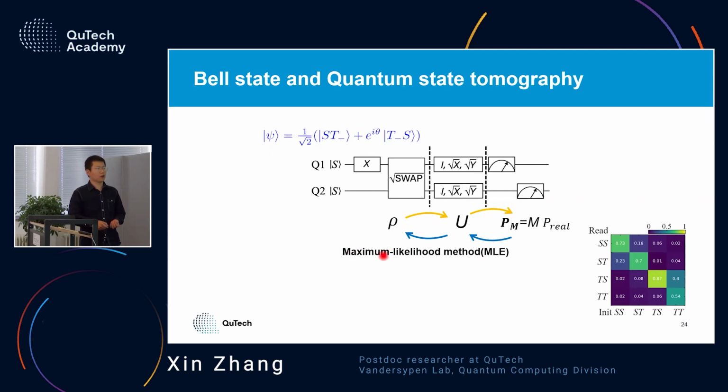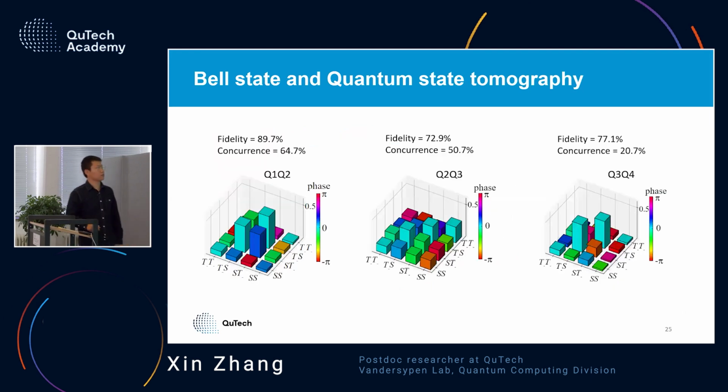Here we use another way that we call the maximal likelihood method, which can fit the result to a more physical density matrix. We can believe the result is better by using this method. After that, we can get the Bell state fidelity for all the qubit pairs. They range from 70% to even 90%, and the concurrence can be as high as 65%.